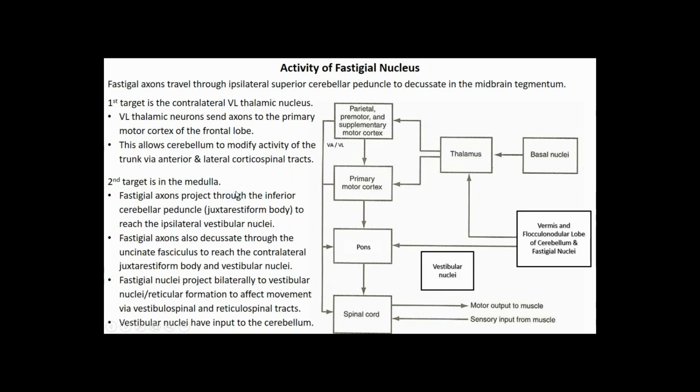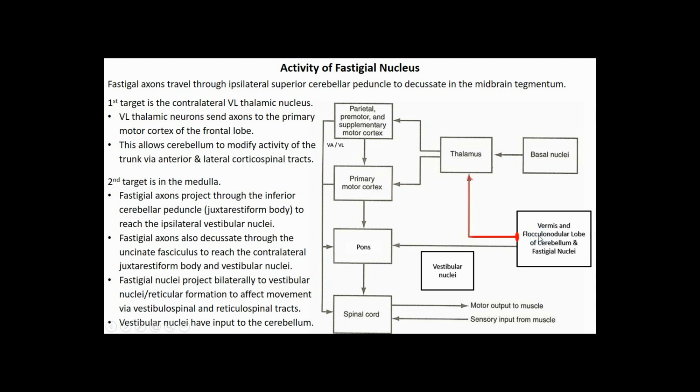All right, moving on to the vestibular nucleus, the last of our deep cerebellar nuclei. So here, the vestibular axons have a slightly different way of getting things done. They're going to coordinate motor activity of the trunk. So here we have the vestibular axons getting their input from the vermis and flocculonodular lobe Purkinje cells, projecting to and inhibiting the vestibular nuclei, and the vestibular nuclei are then going to travel through the ipsilateral superior cerebellar peduncle and decussate in the midbrain, just like before.